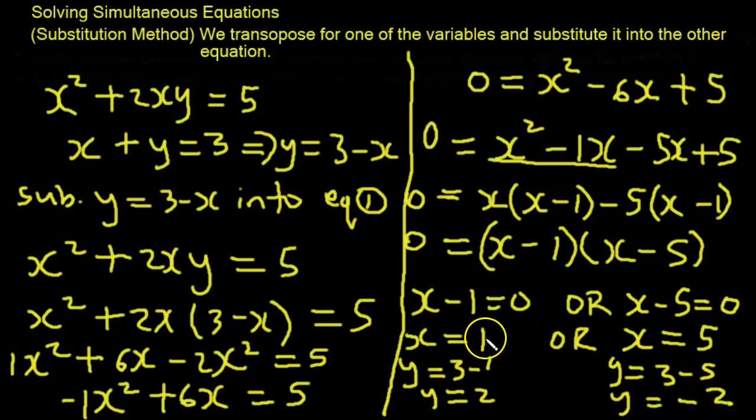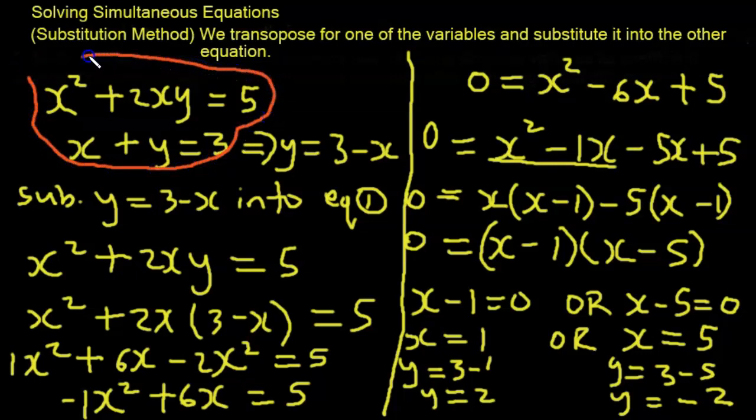So the solution: if you should plot these two graphs, sketch them, they will intersect. When x is 1, the y is 2. And also when x is 5, y is minus 2. So they will intersect at the point 1, 2, and at the point 5, negative 2. That's our solution.